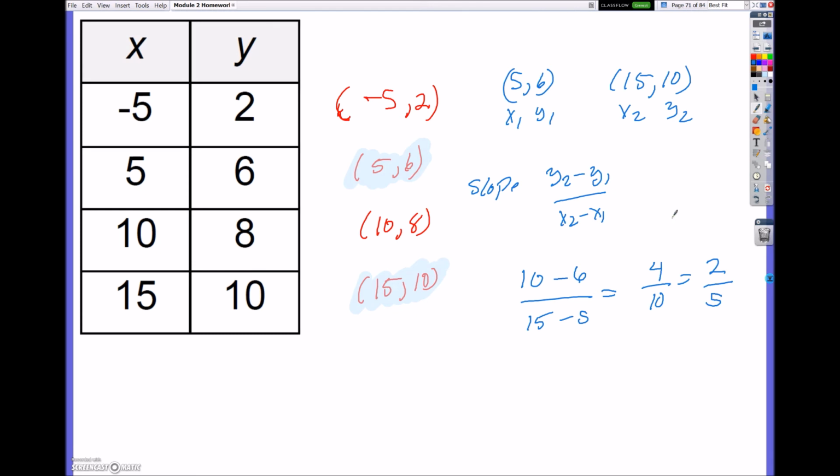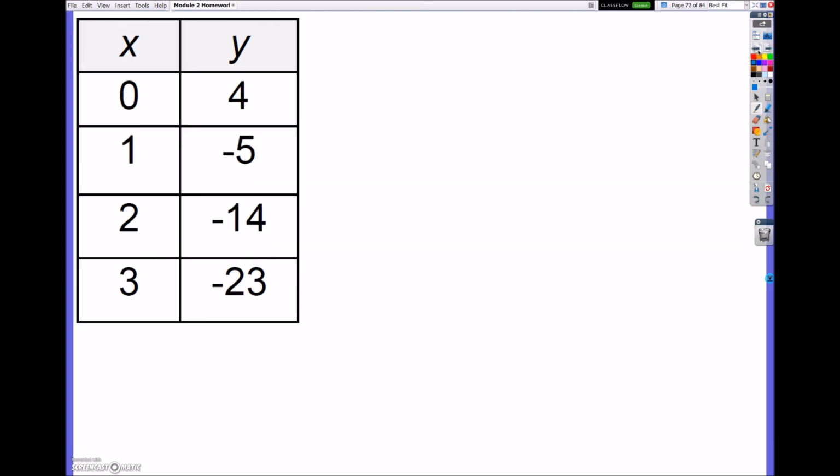So if I said, what is my rise over run? I would rise 2 and go over 5. All right, now the last one. Let's go and look at one more table. Same idea. We have 0, comma 4, 1, comma negative 5, 2, comma negative 14, and 3, comma negative 23.